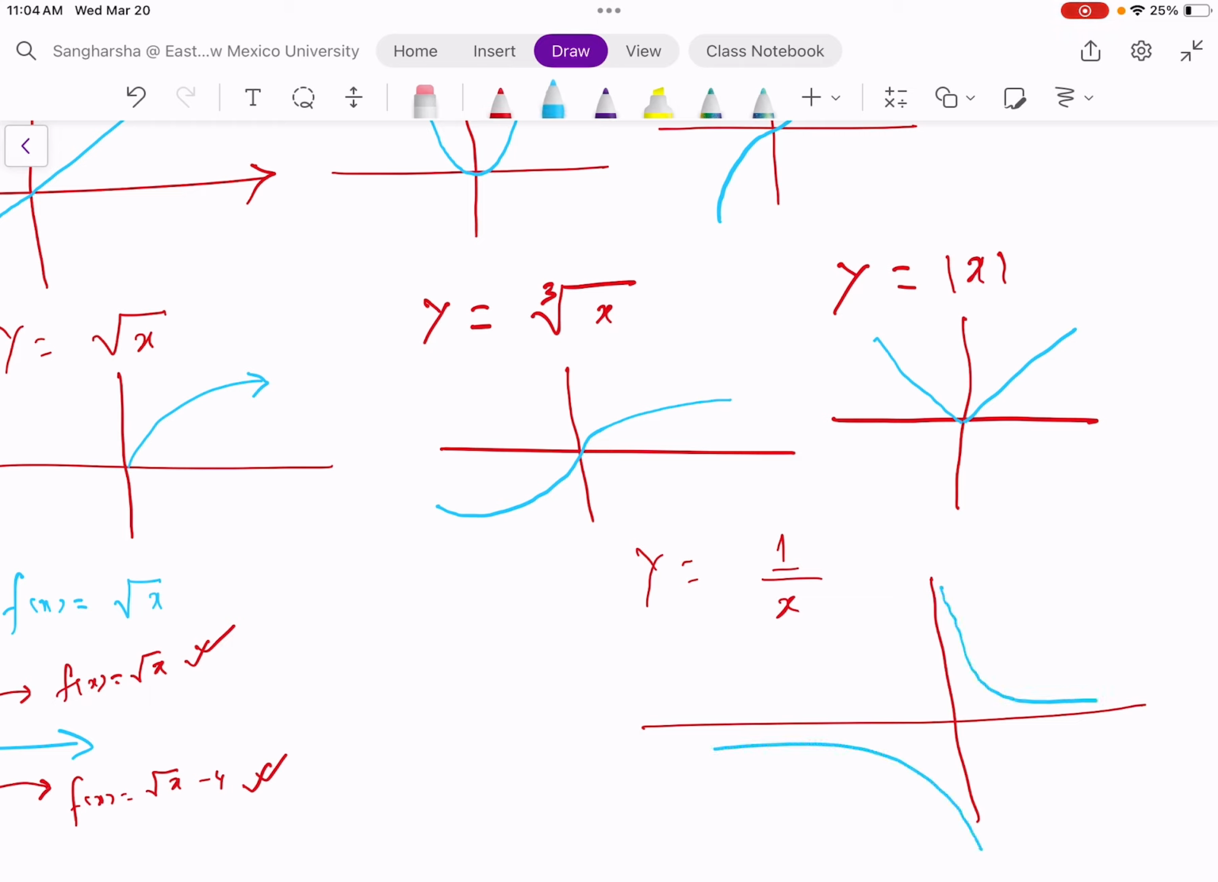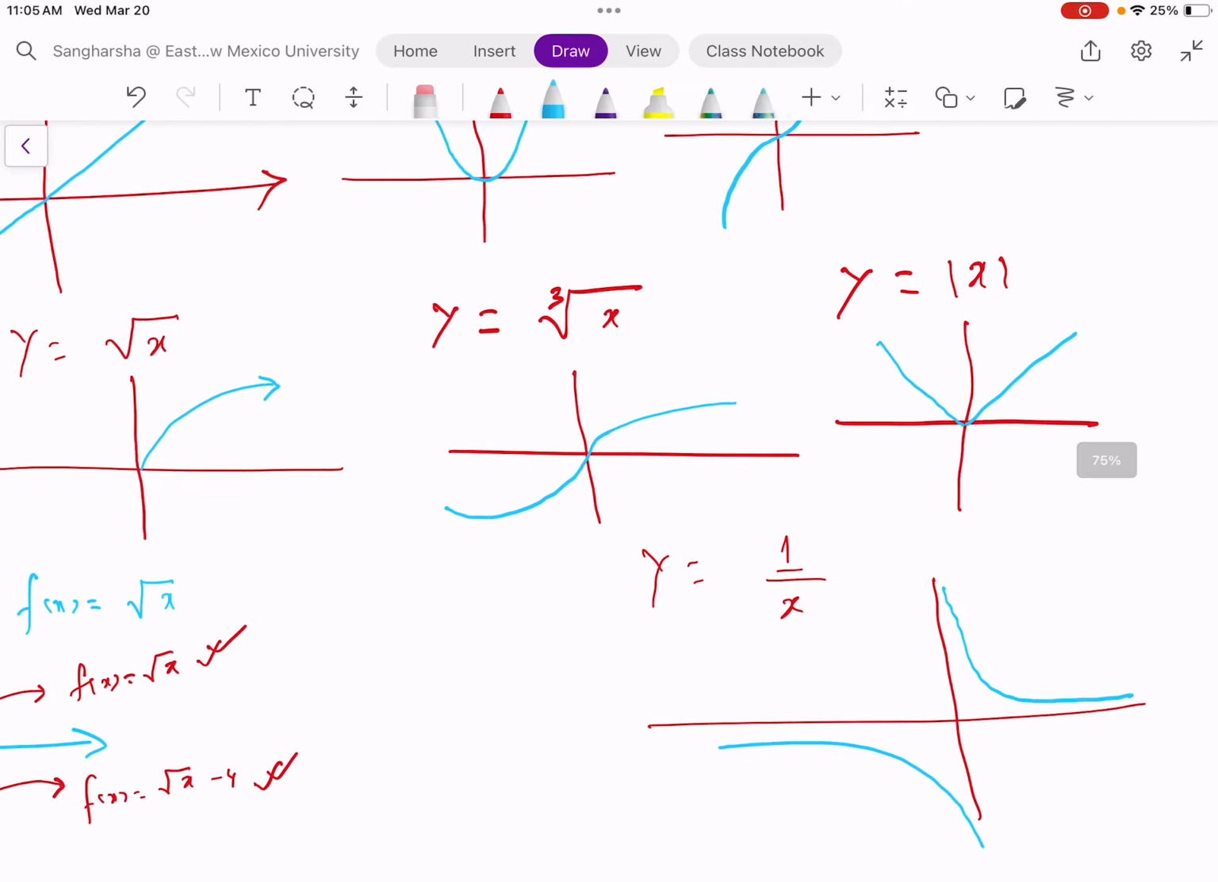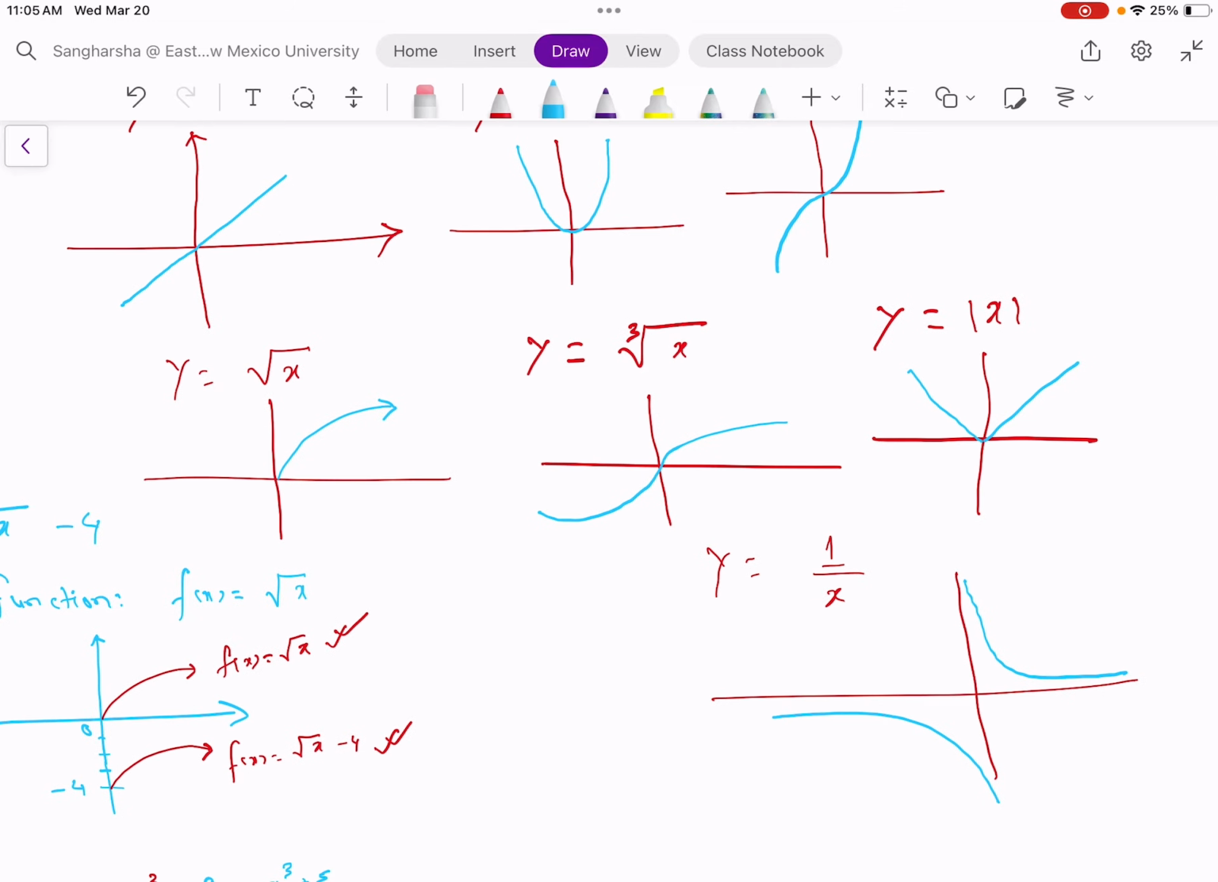Once you do your homework and practice more, the graphs will be on your mind. But in case you don't know, you can always use your graphing calculator. You can always make a table and plot a graph for this function.